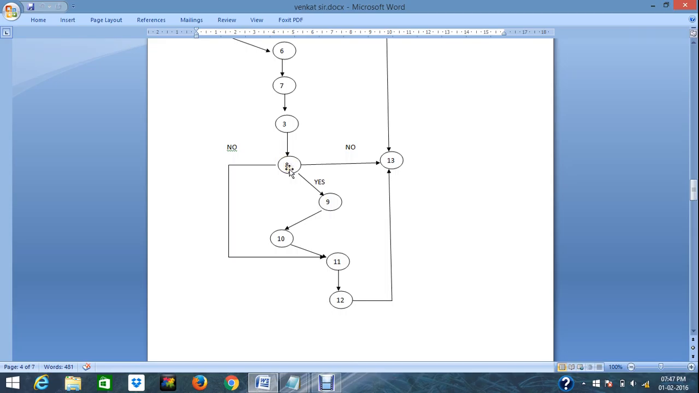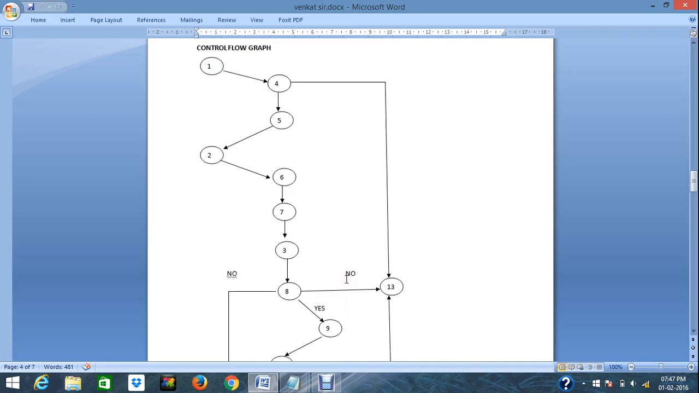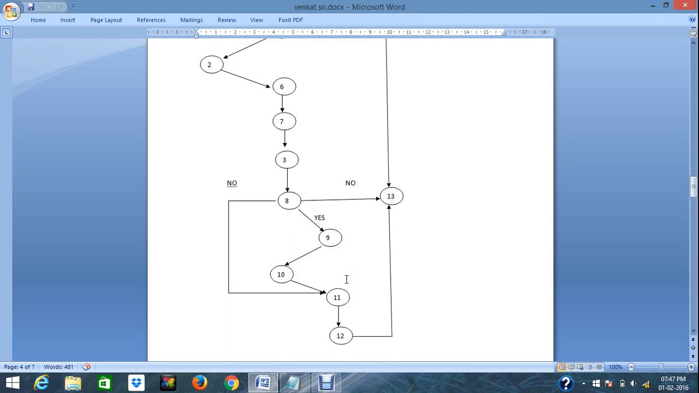Here, after account balance verification, the control goes directly to receipt generation, and after receipt generation a message will be delivered, and after that termination. This is the control flow graph of ATM.